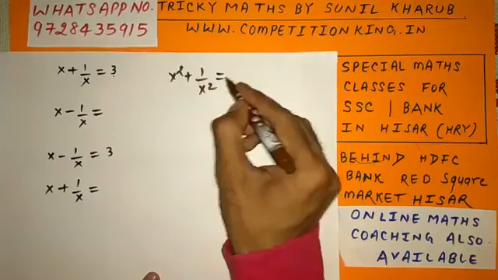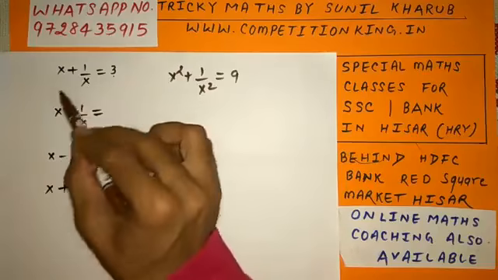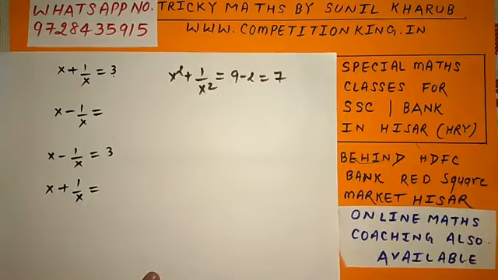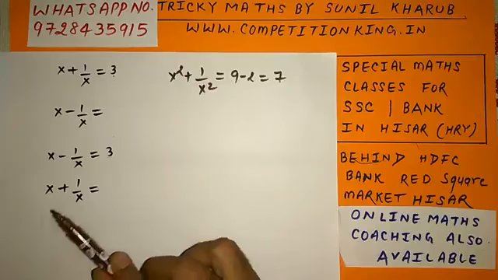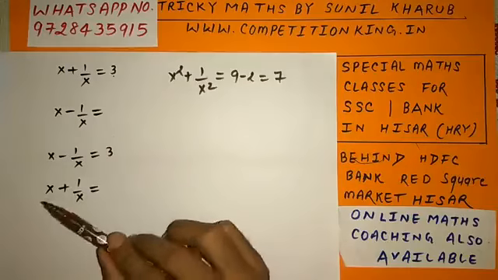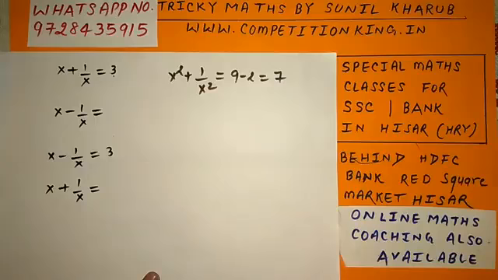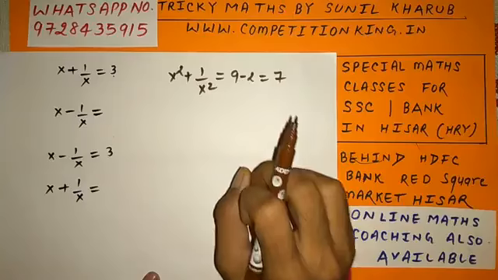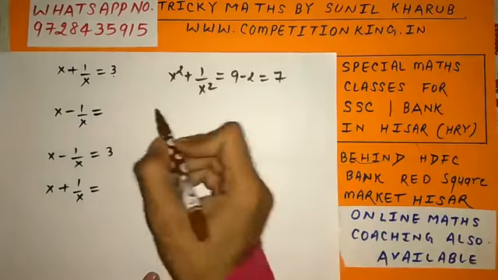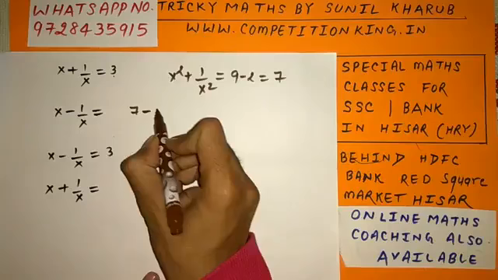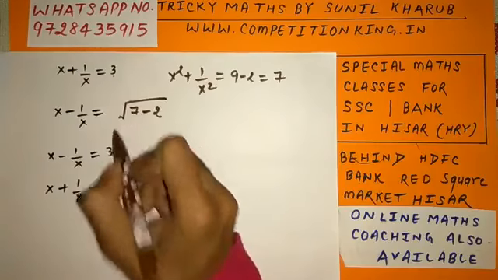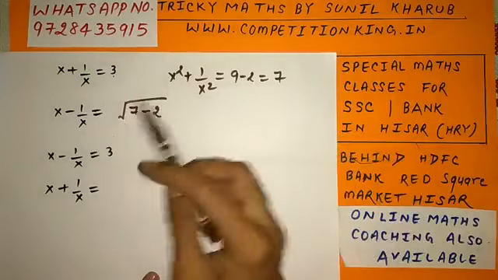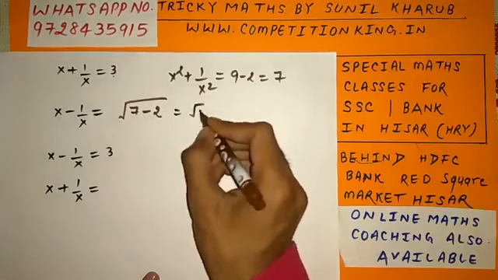If this is 3, this will be 9. Moving from plus to plus, I will subtract 2. This is 7. Now you have to find the value of this from this. See what we will do. Moving from this to this, square and add 2. For addition, minus 2, and on the side of the square put the square root. The answer will be root 5.